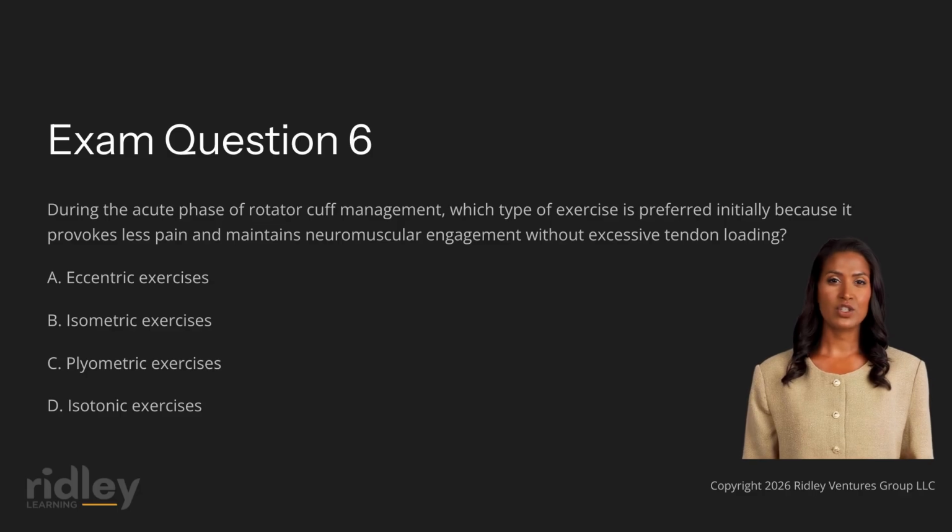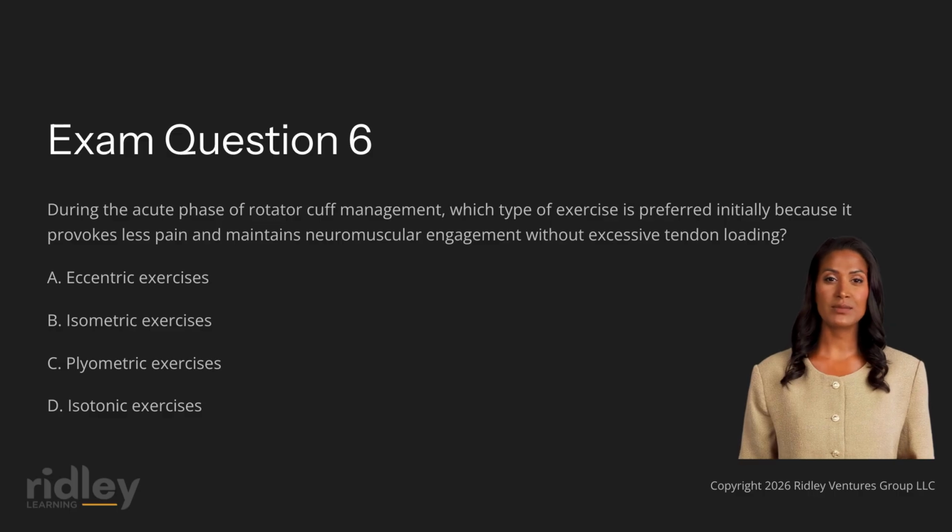Question 6. During the acute phase of rotator cuff management, which type of exercise is preferred initially because it provokes less pain and maintains neuromuscular engagement without excessive tendon loading? The correct answer is B, isometric exercises.